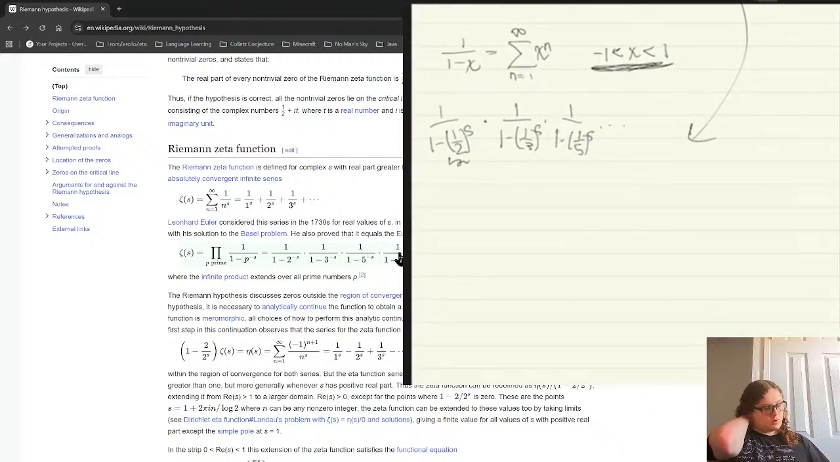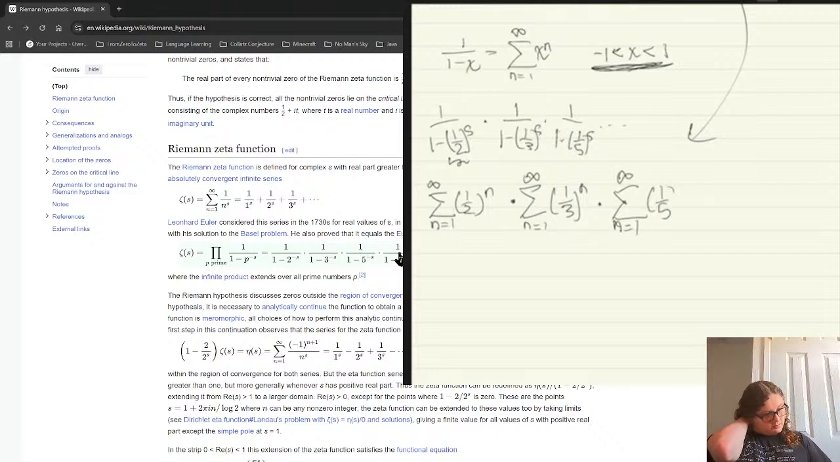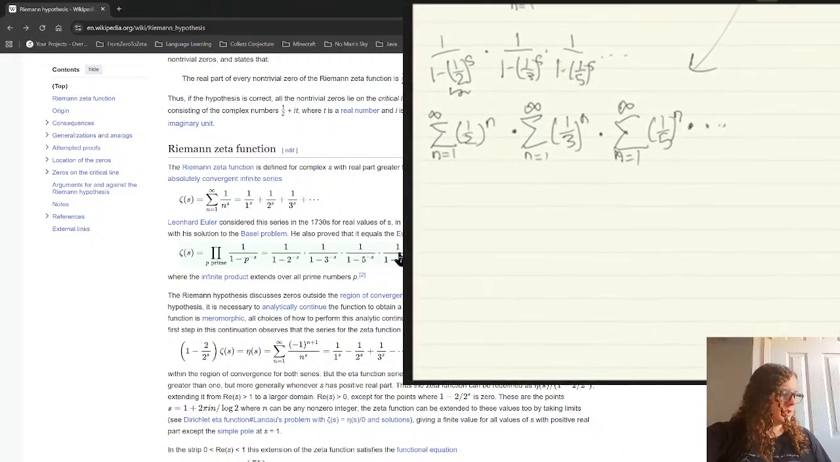So we have that this is the sum of 1/2 to the n, and then we're multiplying that by the sum of 1/3 to the n, multiplying that by the sum of 1/5 to the n, etc. Okay, I'm starting to see it now.